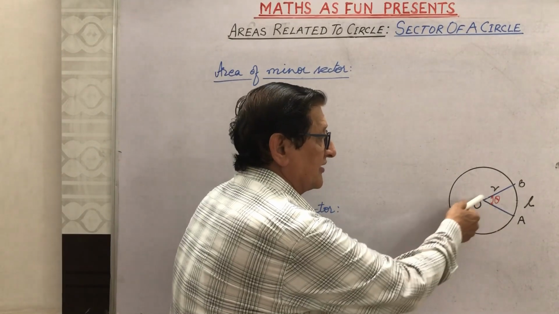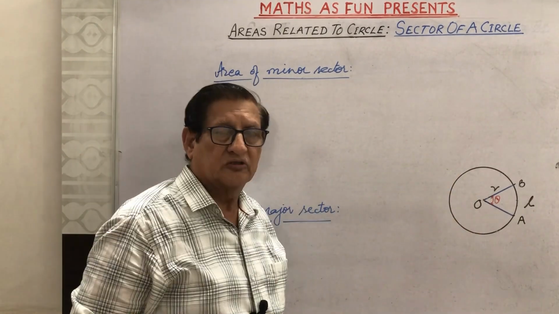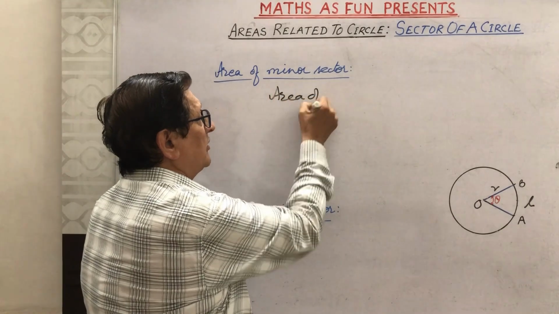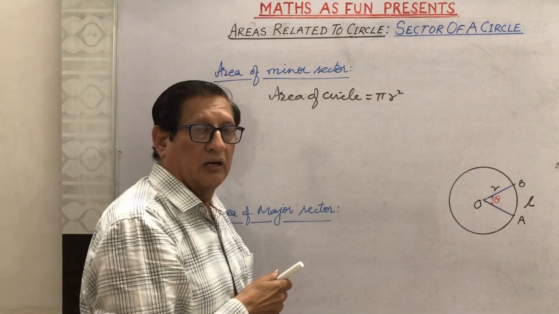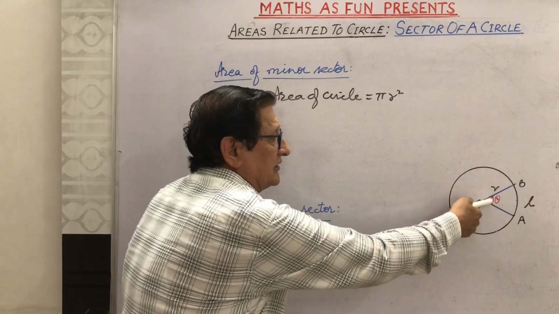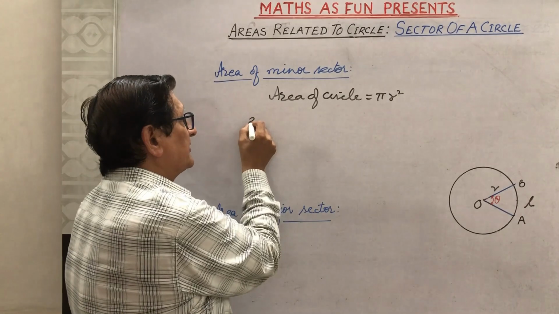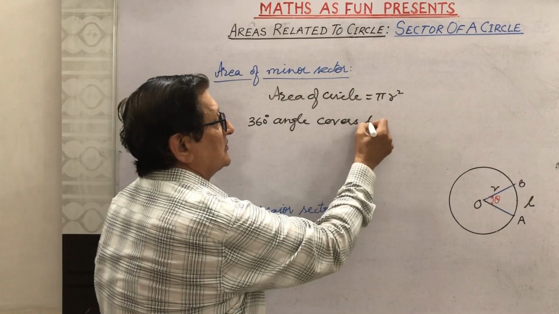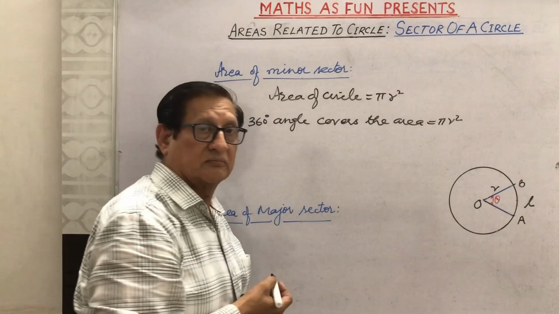Here the minor sector is AOB, the radius of the circle is r, and the angle of the sector is theta. We know that the area of the circle is pi r square. This is the area covered by the total angle formed at the center, that is 360 degree. So 360 degree angle covers the area equal to pi r square.